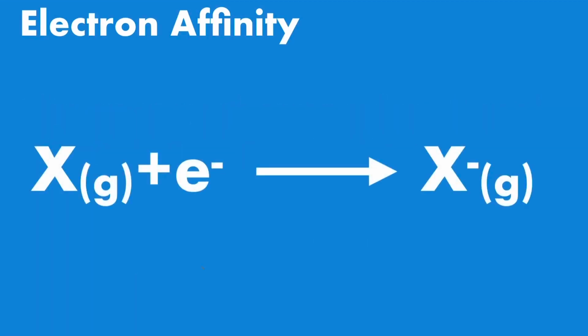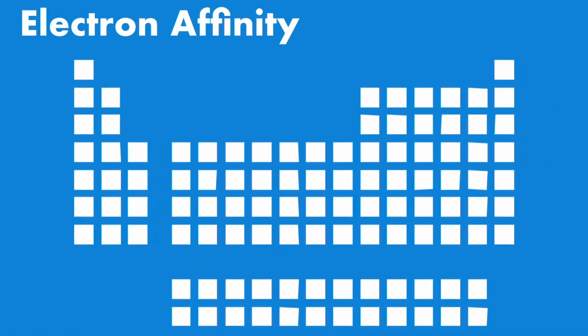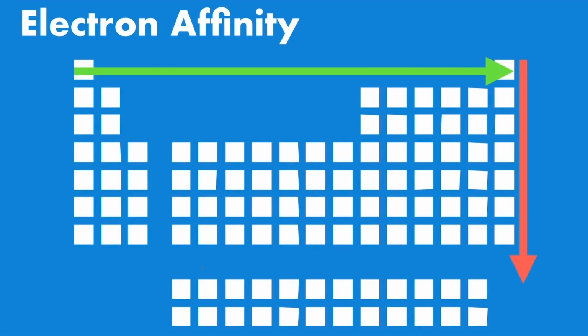So, as you can see, the element, and it doesn't matter whether it's a nonmetal or a metal, is gaining an electron and forming a negative ion, and this releases energy. That is to say, it's an exothermic reaction. So what's the trend? Well, first, a disclaimer. This is a pretty rough trend, but anyways, across a period, the energy released increases, and down a group, the energy released decreases.